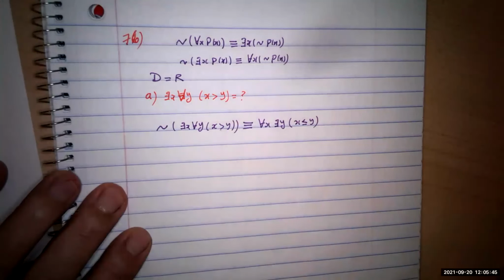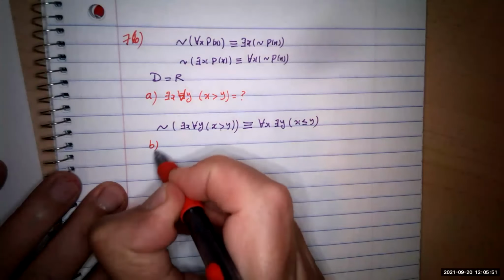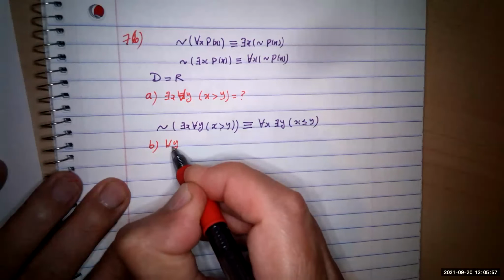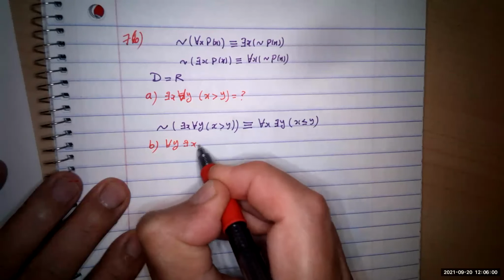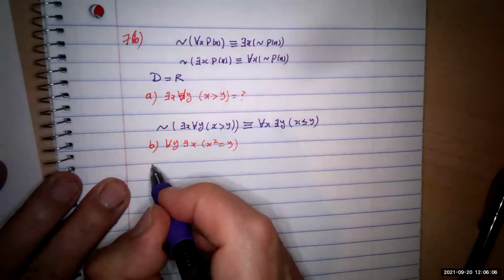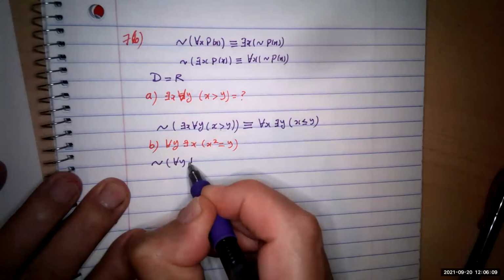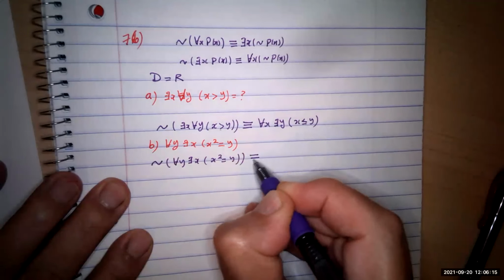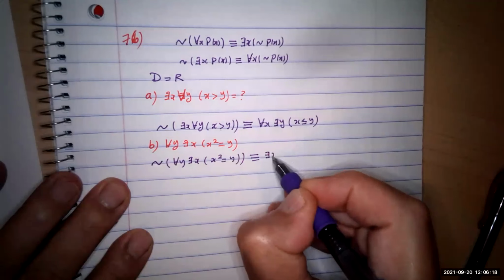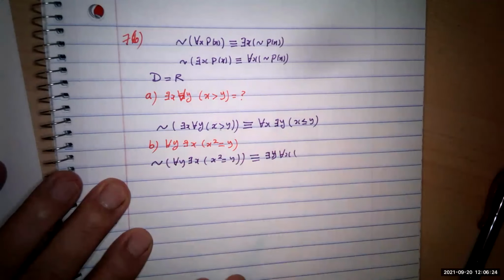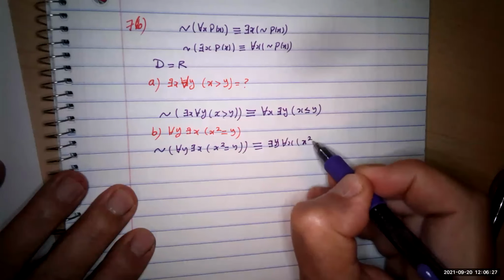Any question? The second one is a tricky one; the rest are straightforward. For all y, there is an x such that x squared equals y. You rewrite it: the negation of for all y, there is an x such that x squared equals y, is equivalent to there is a y such that for all x, the negation of x squared equals y, which is x squared not equal to y.